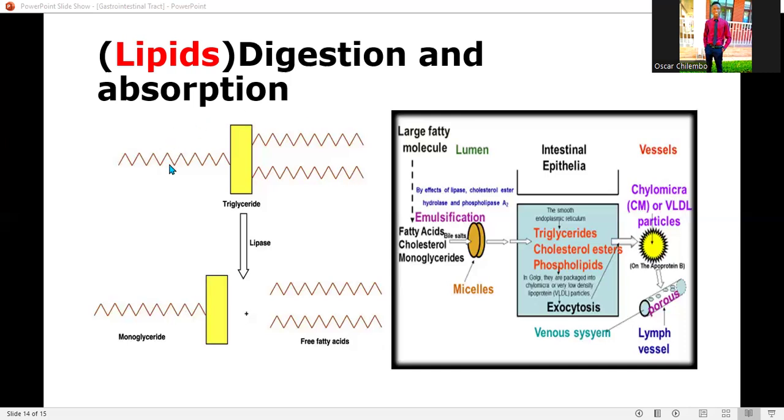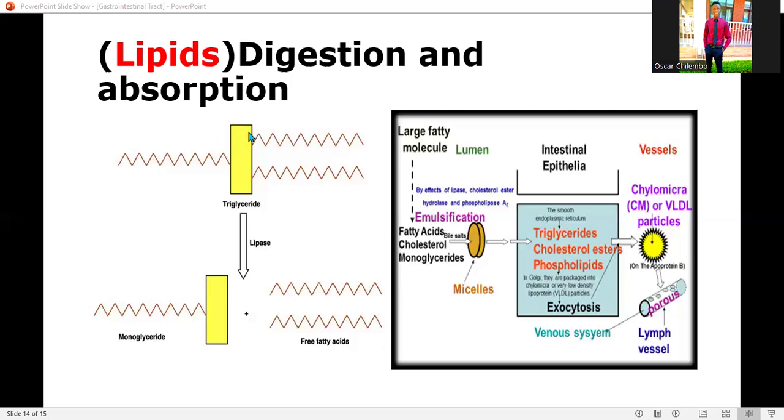We must know what forms the lipid is going to be in, or what the simplest molecules that form this lipid are. We have the triglycerides, the molecule or chain of glycerol. Under normal circumstances, at the end of the breakdown of lipid, we must have triglycerides, monoglycerides and free fatty acids. As I mentioned, lipid digestion is quite complex.